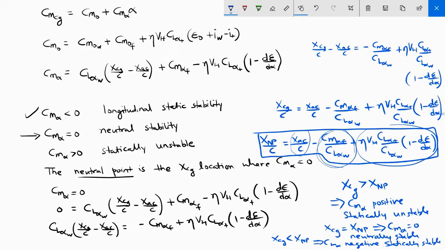So the location of the center of gravity relative to the neutral point also becomes another way of thinking about static stability. So for this reason, there is another parameter which is defined and used sometimes, which is called the static margin. What do we mean by static margin? Static margin is defined as xnp over c minus xcg over c.